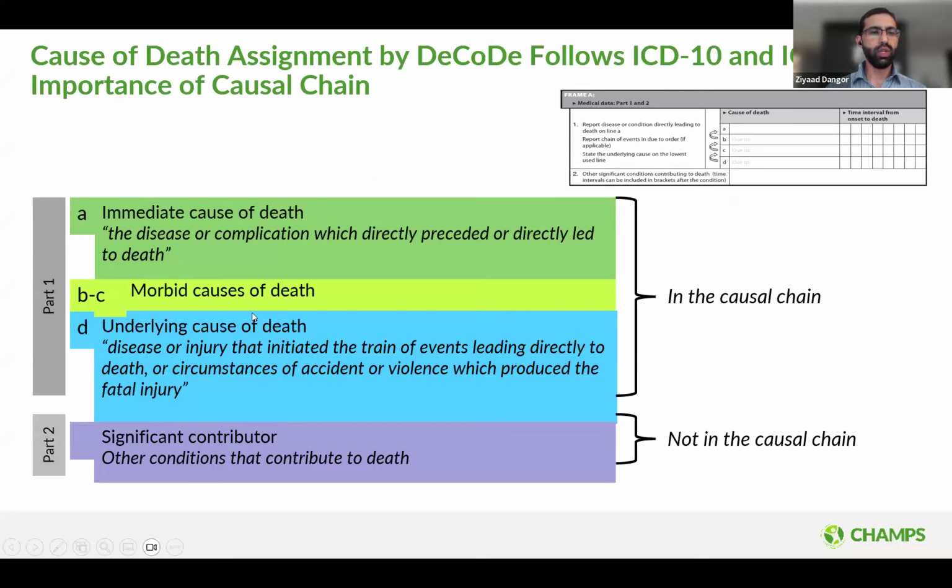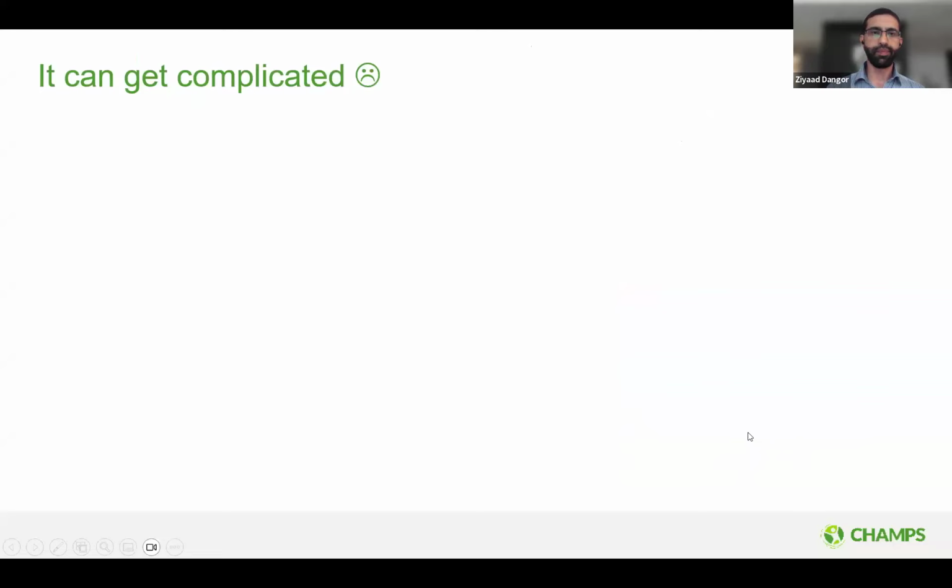In part 1, you need to describe the underlying cause of death. So what injury initiated the events? Is there anything that they could call morbid causes or anything in the pathway leading up to your immediate cause of death, which is the direct preceding cause that led to death? There's also a part 2, which you would call other significant contributors or other conditions that contribute to death, but were not necessarily in that pathway leading up to that final cause of death. So we often refer to this as the causal chain and not in the causal chain.